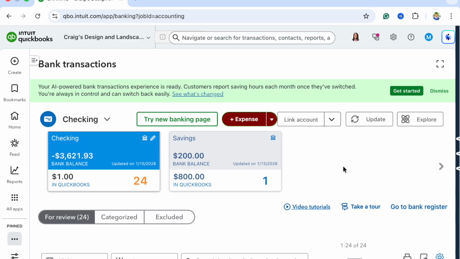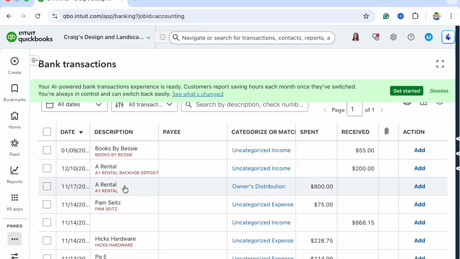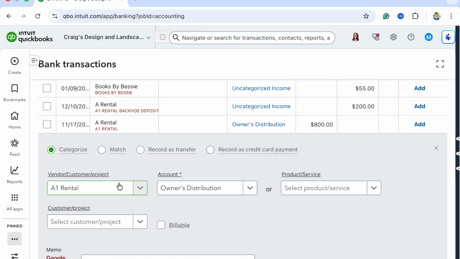So we are going to pretend that this A rental is something that I rented for my personal use. It was not for the business. I accidentally used my business credit card, which I didn't mean to. Anyhow, and so now I come in here, I put it under the vendor, and then the account I would choose is owner's distribution because I'm taking out from the business. All right. So I will click add.